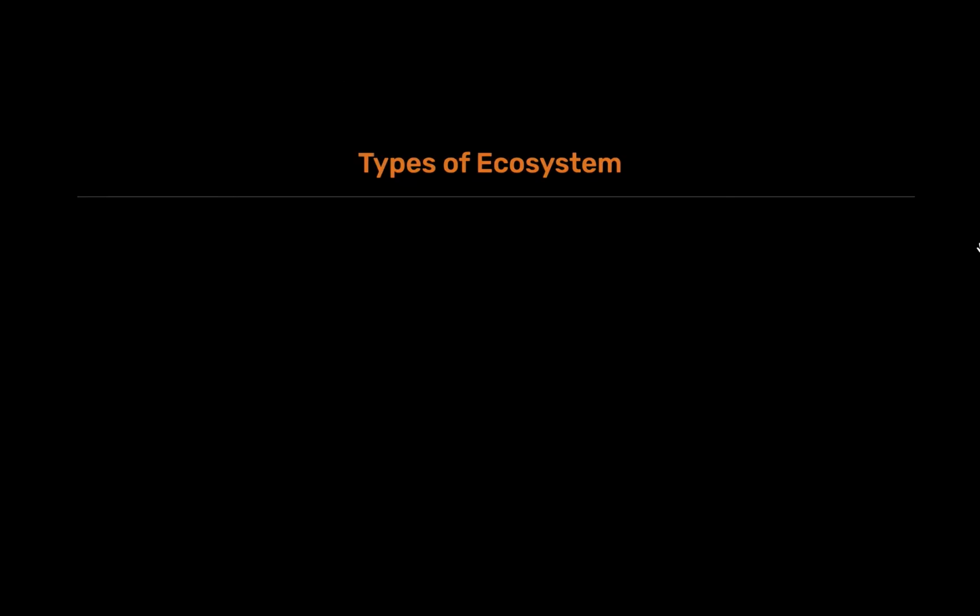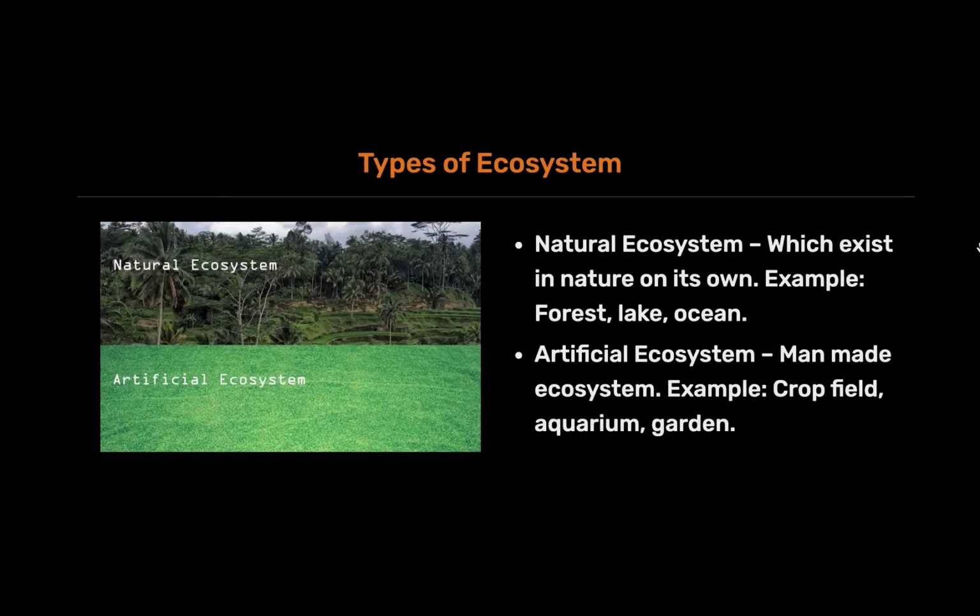The ecosystem is classified into two types, namely natural ecosystem and artificial ecosystem. The ecosystem which exists in nature on its own is called natural ecosystem. For example, forest, lake, ocean come under natural ecosystem. The ecosystem which is made by man is called artificial ecosystem. For example, crop field, aquarium, garden come under artificial ecosystem.